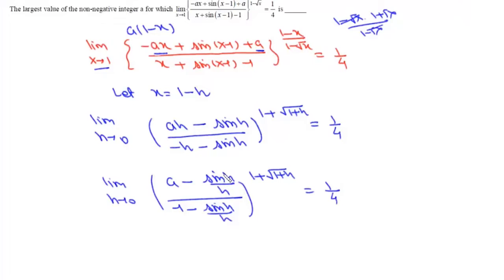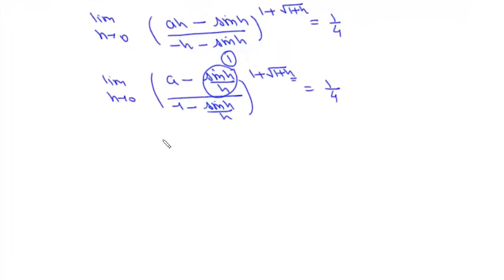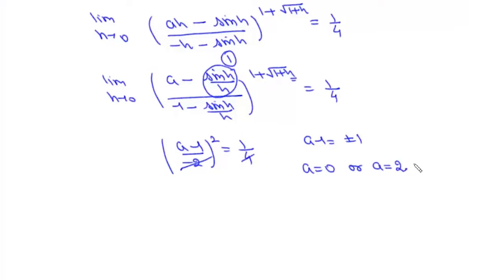Now we know that limit h tends to 0, sin h upon h is 1, and here if we put h as 0, it will be 2. So we can write this as ((a minus 1) upon (minus 2)) whole square will be equal to 1 by 4. Now 1 by 4 and 1 by 4 will cancel. So we get a minus 1 equals plus or minus 1. So the value of a is either 0 or 2.